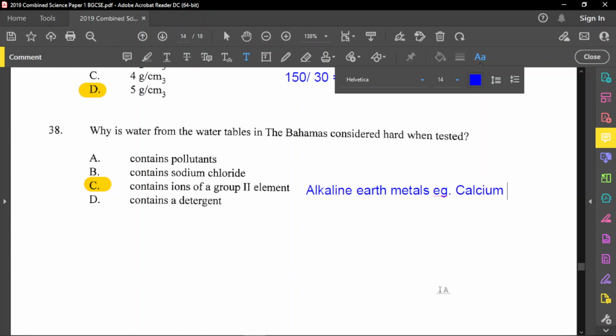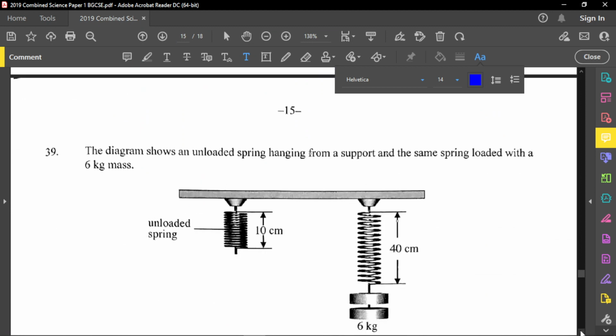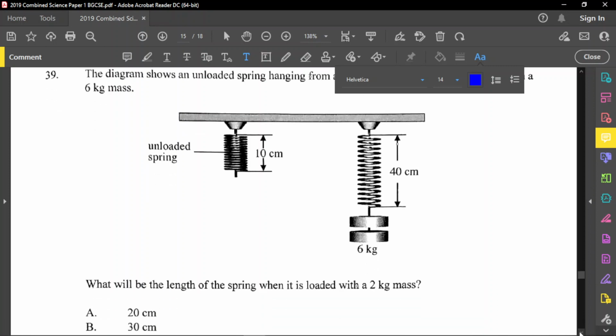All right. 39. Question number 39 is a diagram that shows an unloaded spring hanging from a support and the same spring loaded with a 6 kilogram mass. All right, so this is Hooke's law. They ask, what will be the length of the spring when it is loaded with a 2 kg mass?